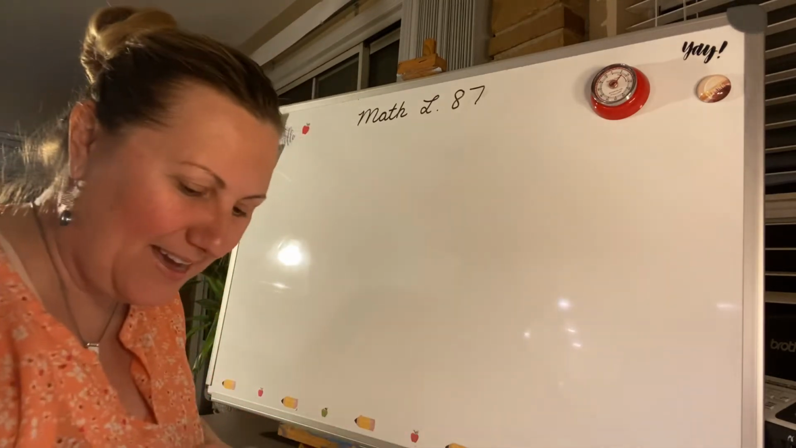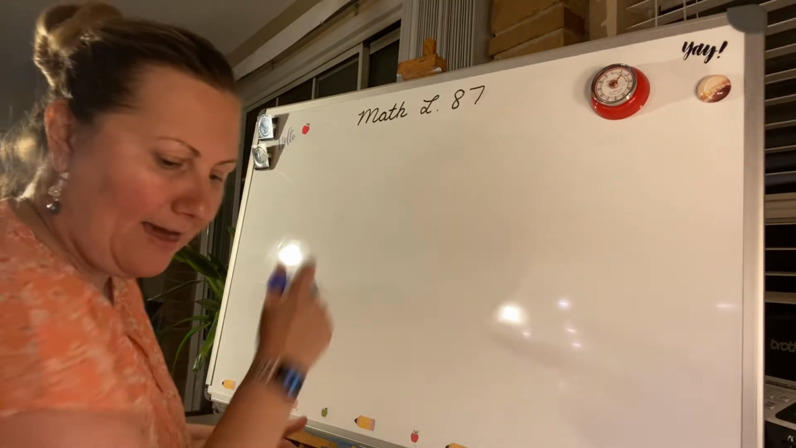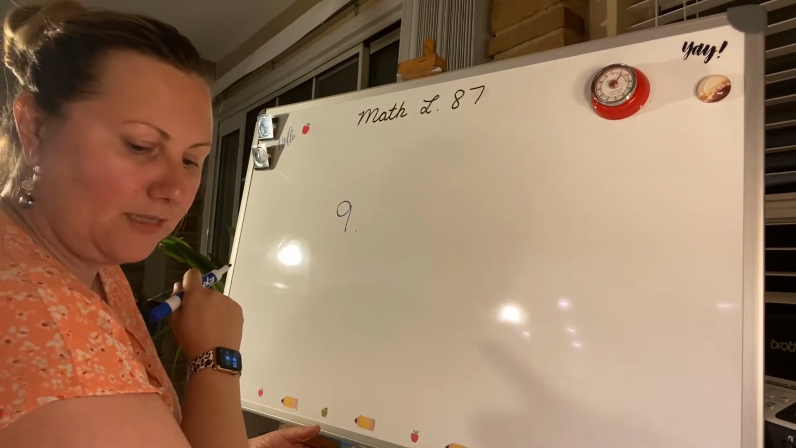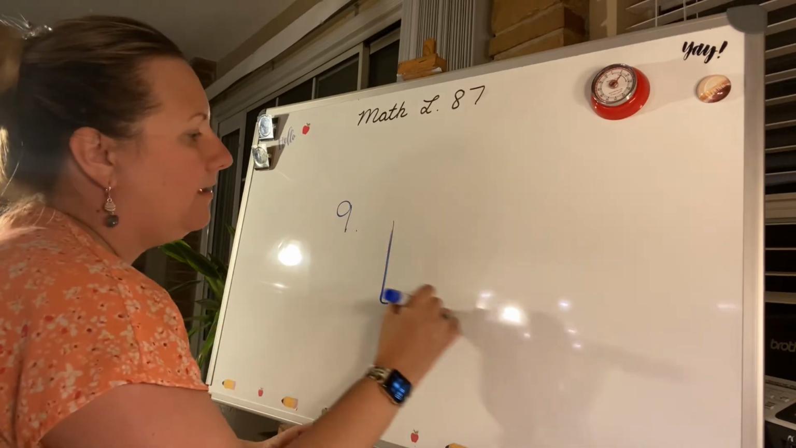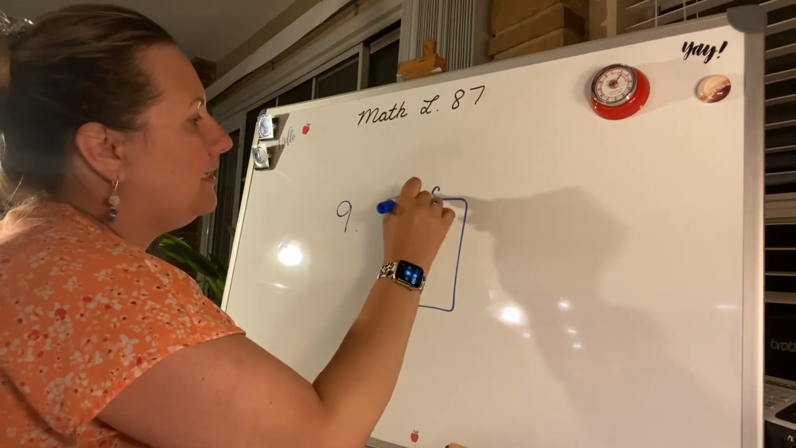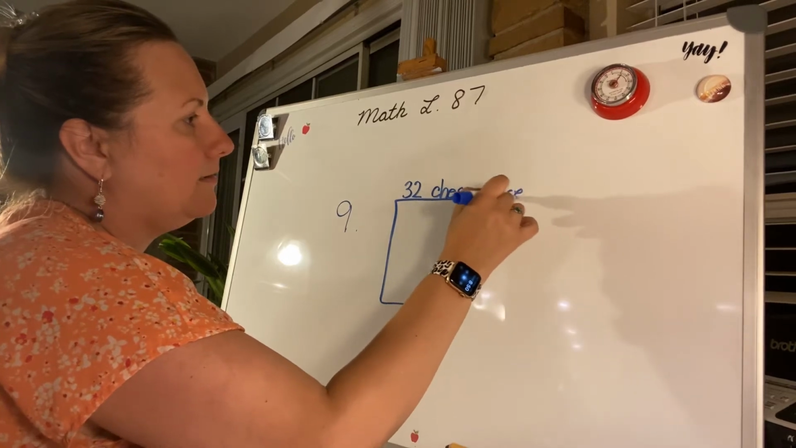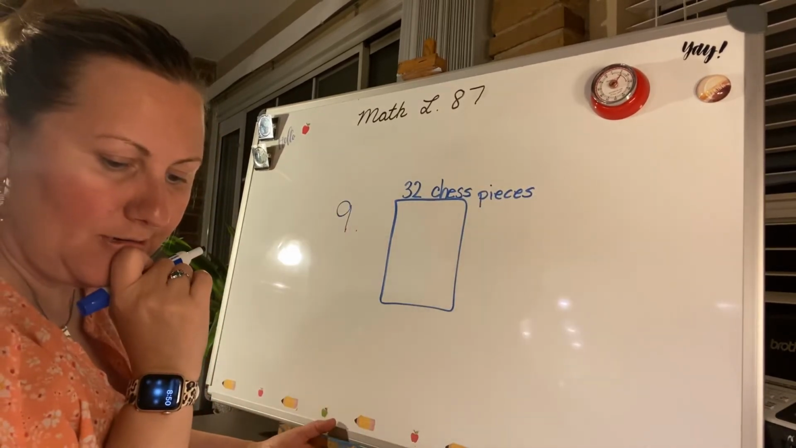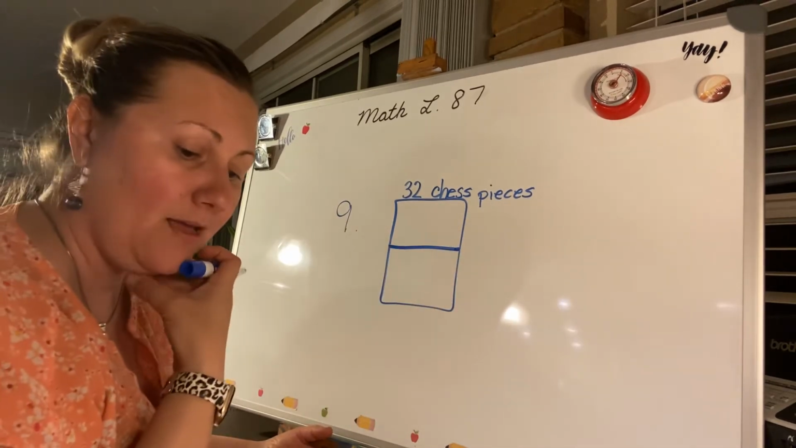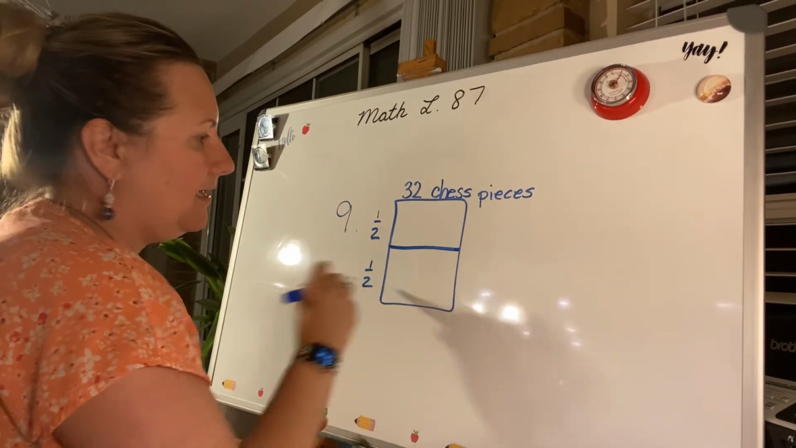Okay, number 9. It says 1/2 of the 32 chess pieces were still on the board. How many chess pieces were still on the board? Draw a picture to illustrate the problem. Okay, well, I don't have to draw a chessboard to figure this out. I can just simply write 32 chess pieces. Okay, and then underneath it, we heard the word 1/2. So 1/2 of 32, this is a half. Here's the other half, right?